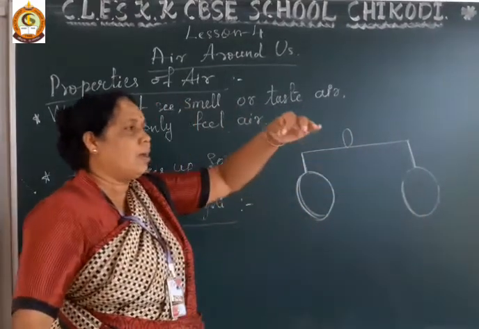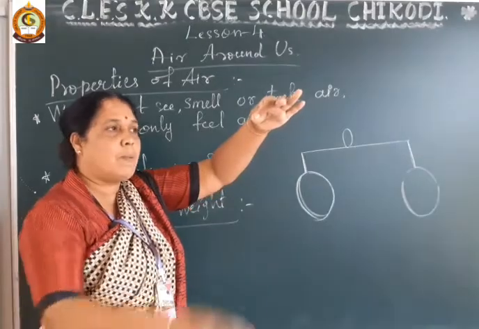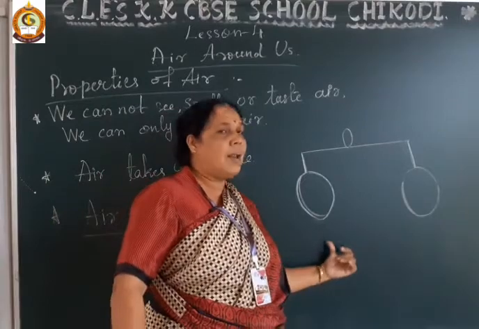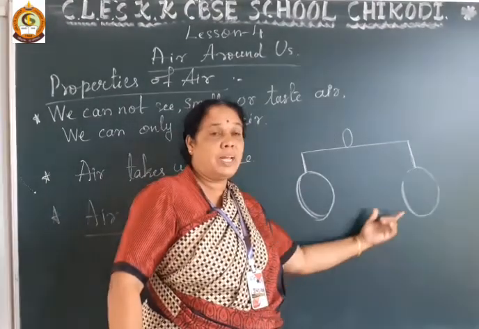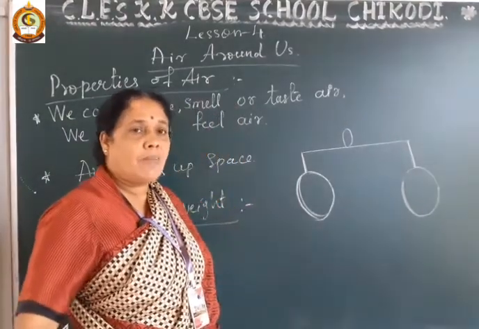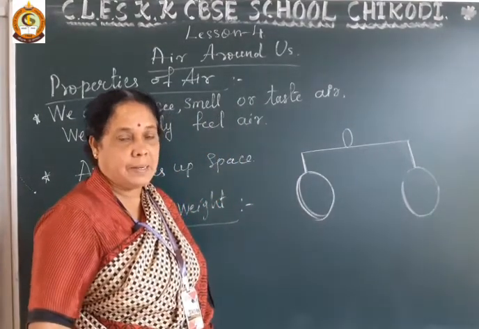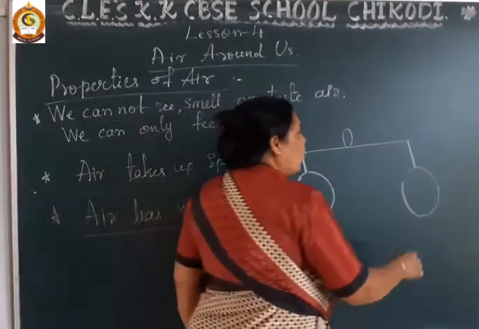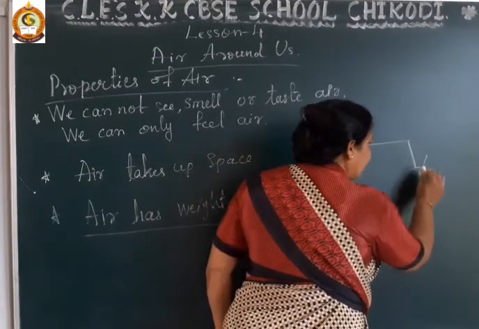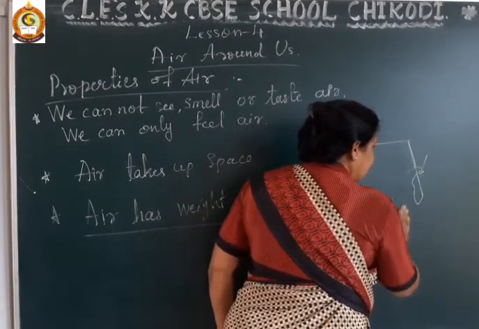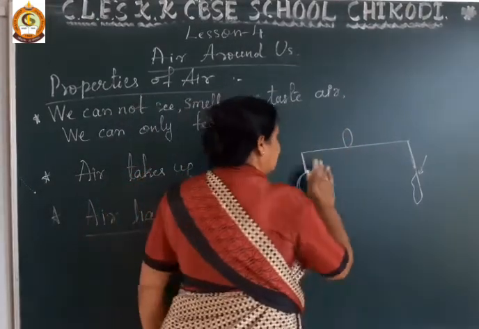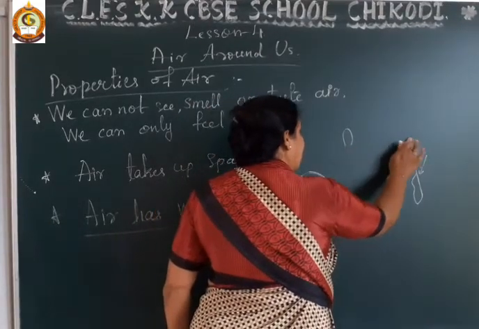Then you hold the stick like this. It will balance on both sides. Why? Because both the balloons are blown and growing in size. After that, dear student, take one pin and pinch this balloon. Then the air is going out. Then what happens? This stick is coming down like this.